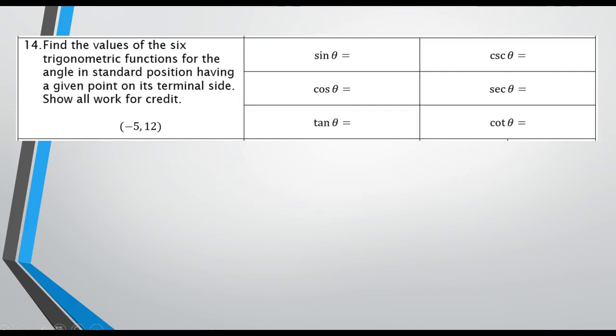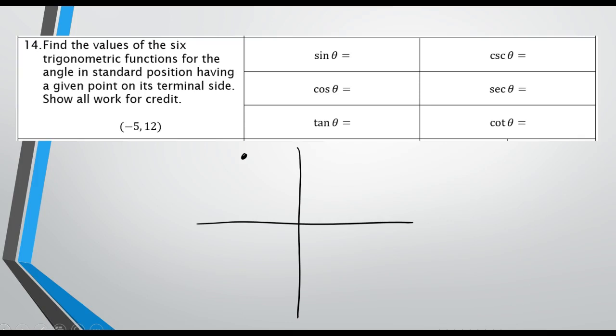In order to find the 6 trigonometric functions for the angle in standard position, having a given point on its terminal side of (-5, 12), the first thing we need to do is draw a picture. So I'm going to draw the point (-5, 12), so that would be going left and up. That means my point is going to be somewhere here in quadrant 2.